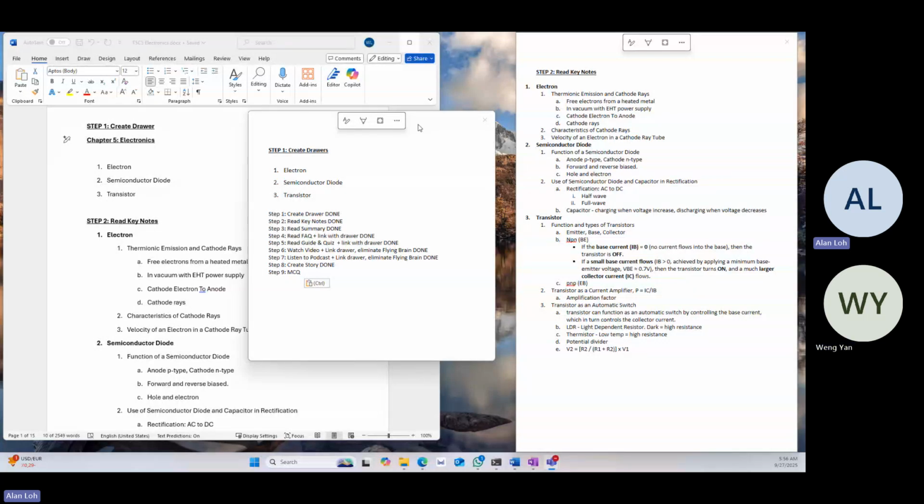Yeah. All right. So we'll start with chapter 5, SPM physics, electronics. Step 1, we have 9 steps. If you've forgotten the 9 steps, they are all listed down here. And we'll start with step 1.